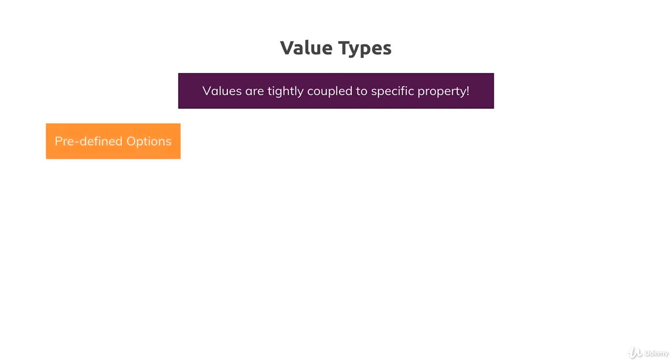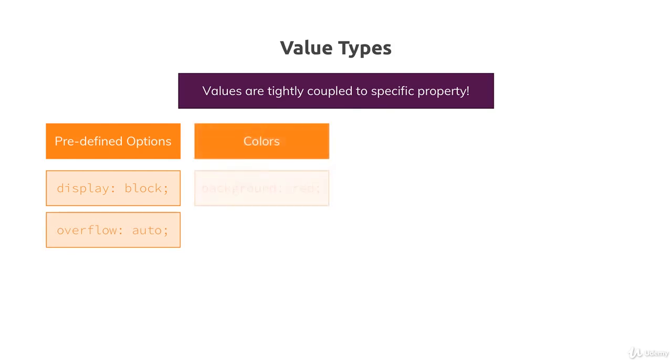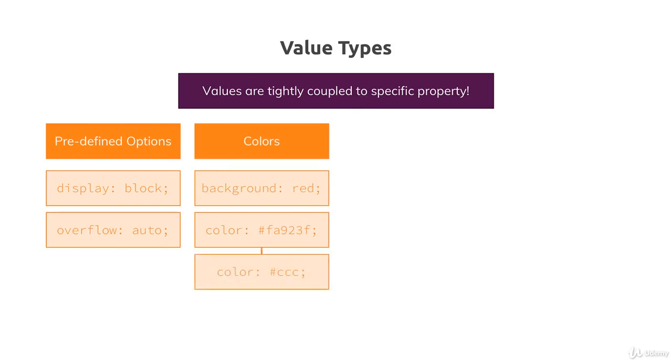You got properties that simply use predefined options, something like display block. We didn't learn about this property yet, but this simply is a property. It doesn't use a hex code, it doesn't use a number, it just accepts a couple of predefined values. Overflow auto would be another example. Then you have colors. They work with red, a hex code, or a shorter version of the hex code, and also some special color functions. Something we'll also dive into later.